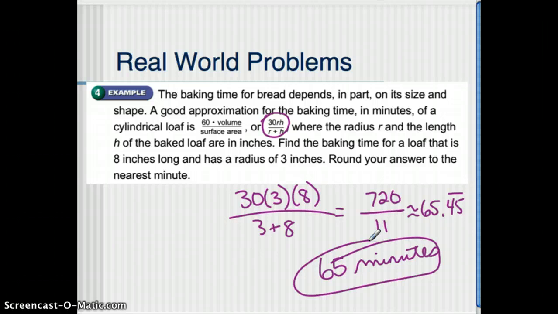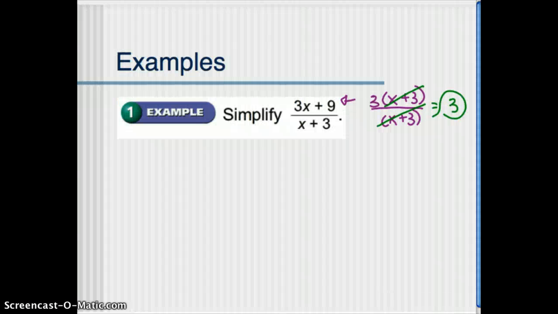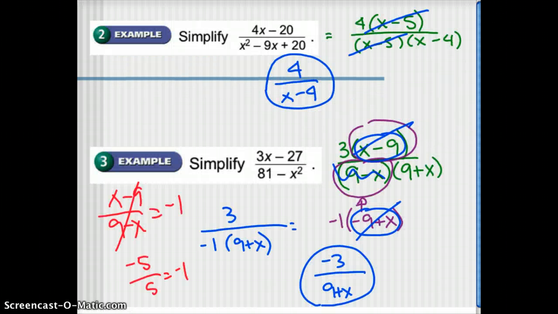All right, in closure, I want you to think about what you have to be aware of with the denominator of a rational expression. If I had gone back, and I would be really precise on this, if I don't say to assume this is not such and such, if you went back to each problem, a lot of times I may ask you to actually do this. Since x plus 3 cannot equal 0, you can say that this equals 3 if x does not equal negative 3. Okay, and same thing here.